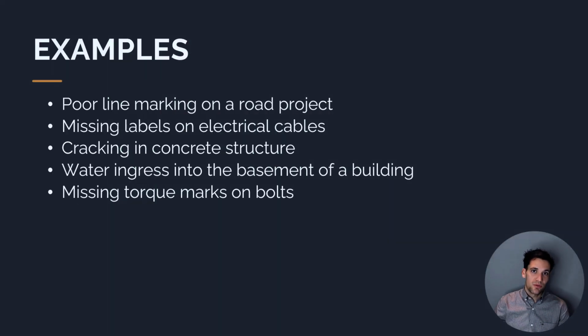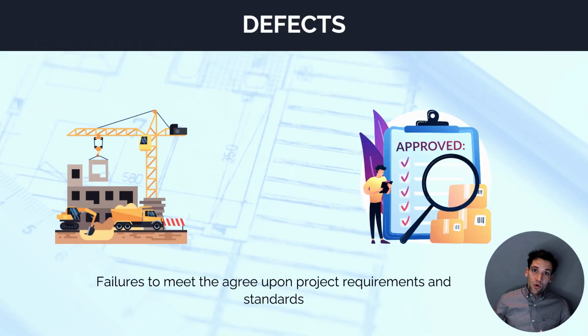So some examples of typical defects on construction projects. On a road project, we might have poor line marking. On electrical cables, we could have missing labels. In a concrete structure, we could have cracking. In the basement of a building, we could have water ingress, or on structural steel, we could have missing torque marks on the bolt. So these are just all small typical examples of the types of defects you come across on different construction projects. All of these different items have the same characteristic. They're a failure to meet the specified standards of the project.